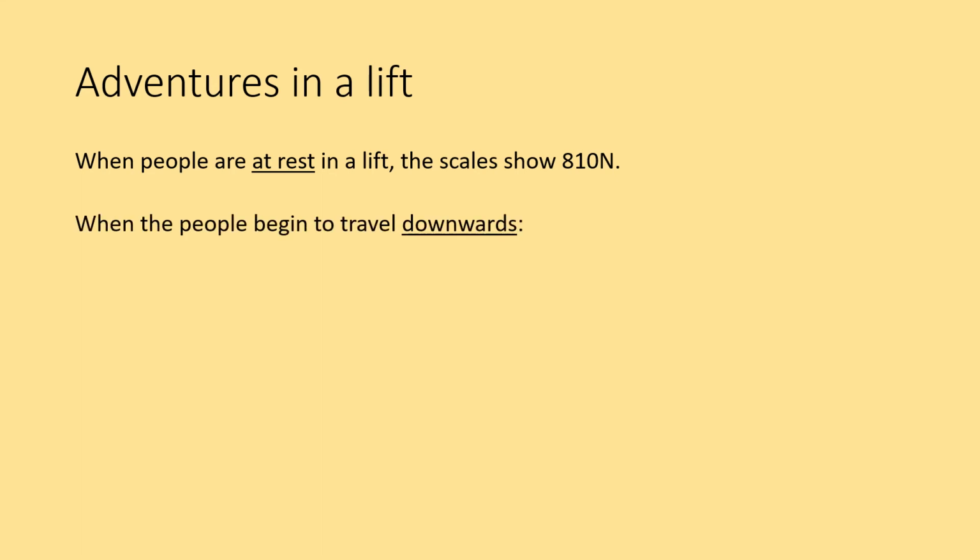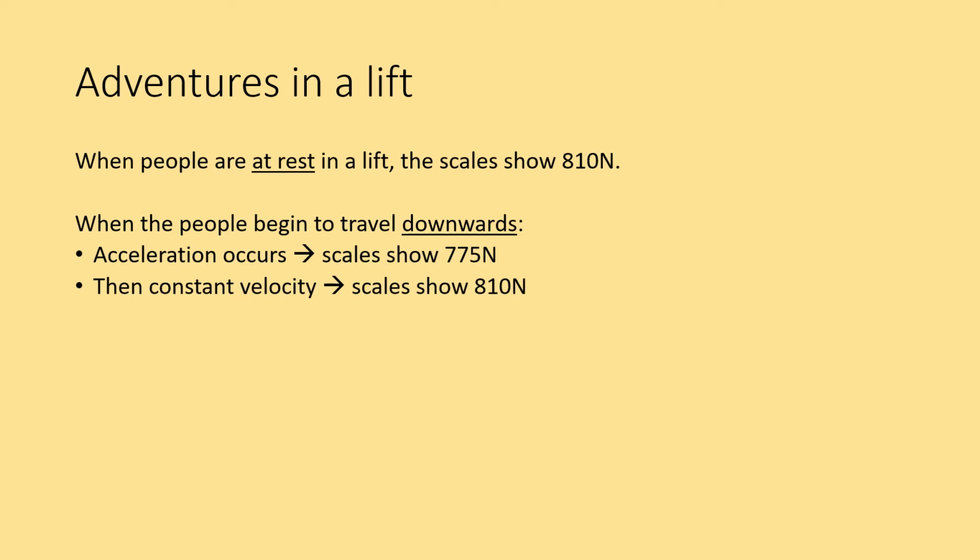When the lift goes downwards, what's actually happening? Well, to start off, you're accelerating. There is a force on you. There has to be because you're accelerating. So the scales are going to be reduced. They're going to show 775 newtons. When the lift goes back to a constant velocity, the scales will show 810 newtons again.